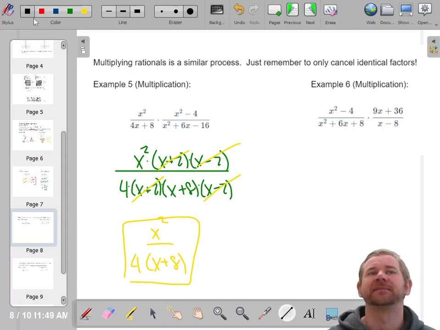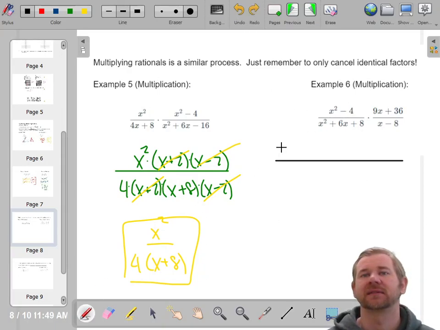Let's try another one like that. So we'll factor each of these parts. That's dots, x plus 2, x minus 2.